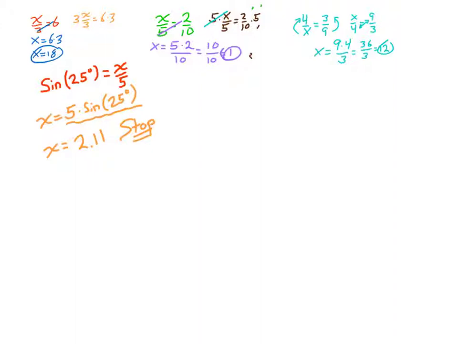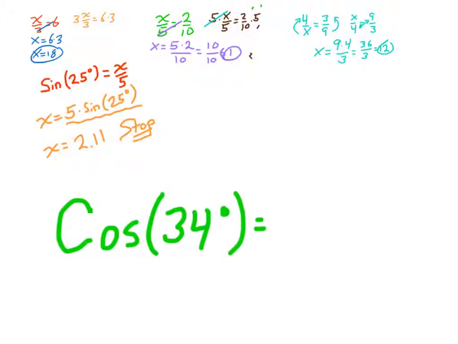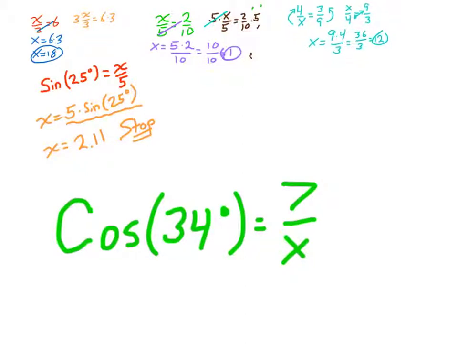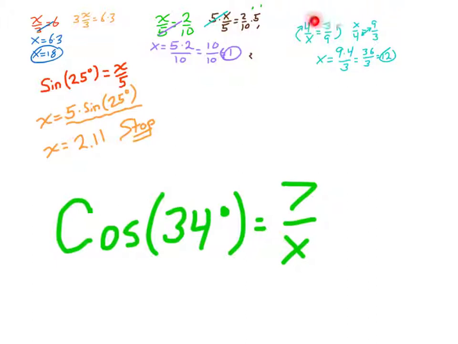Okay, so moving on to the second one. Here we go. I'm going to do a cosine this time. So now I've got cosine of 34 degrees equals 7 over x. Okay, this one is similar to the one right here. Notice where I have a fraction with the x on the bottom. Over here, to help me out, I flipped it upside down. So I'm going to do the same thing here.